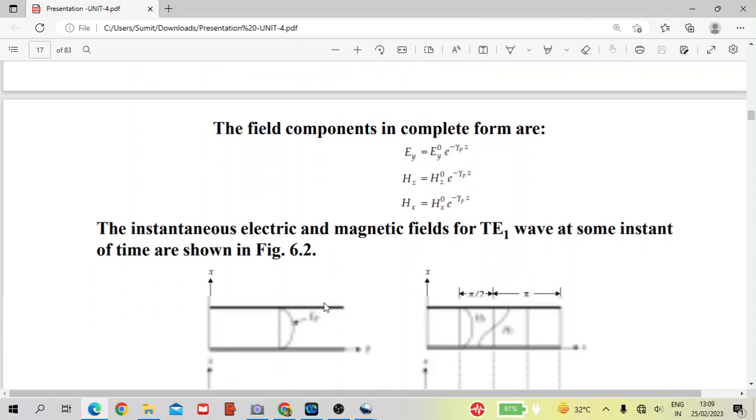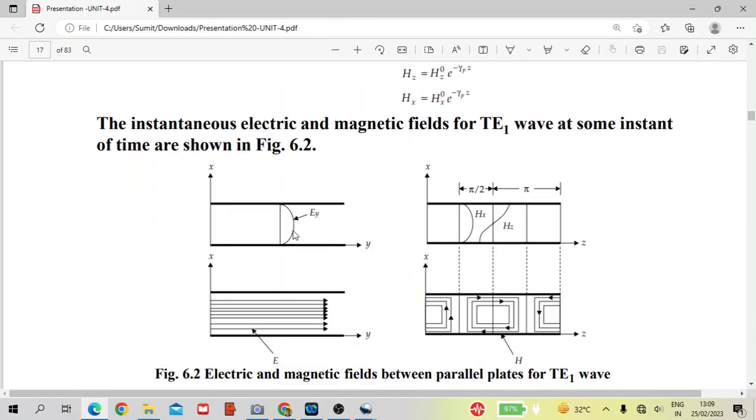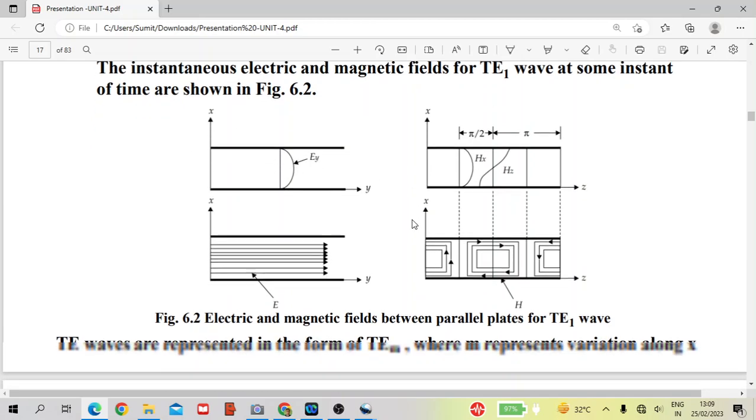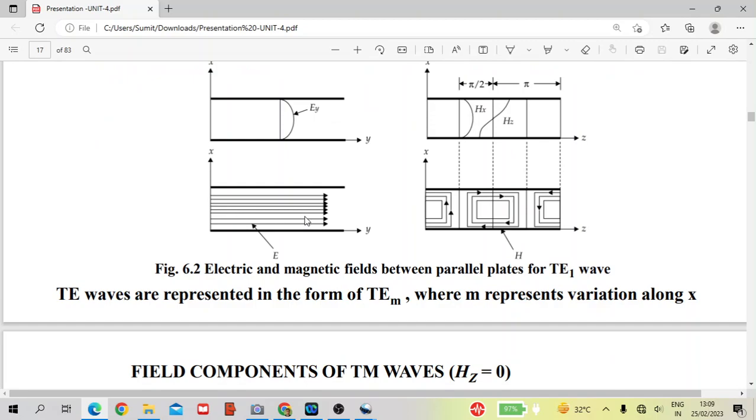That is understood. The instantaneous electric and magnetic field for a TE1 wave at some instant of time are shown here. When we talk of a TE1 wave, you see only one variation; the 1 represents the number of half cycles along the x direction. This can also be represented by the density of lines. The higher the density of lines at the center, the greater the amplitude there, and at the sides it has to vanish, obeying boundary conditions. So at the sides no lines are there.